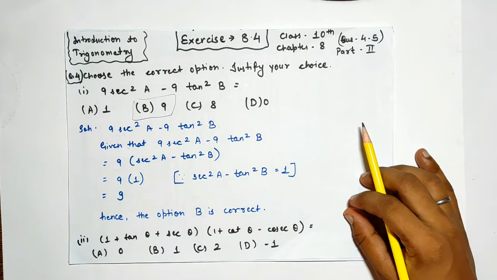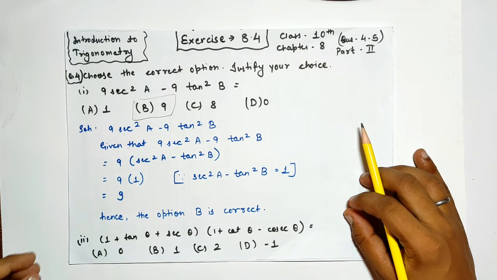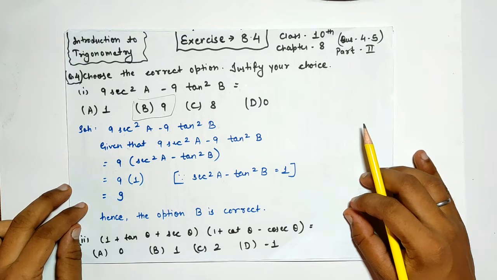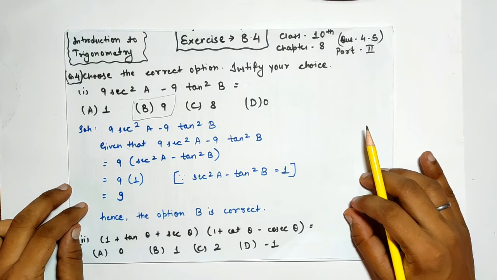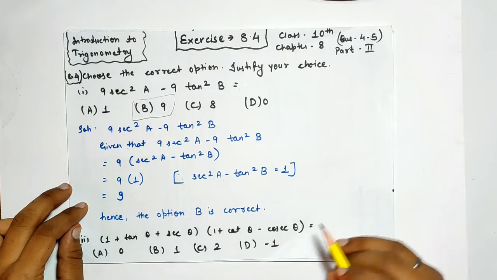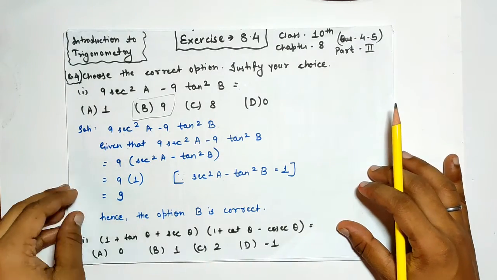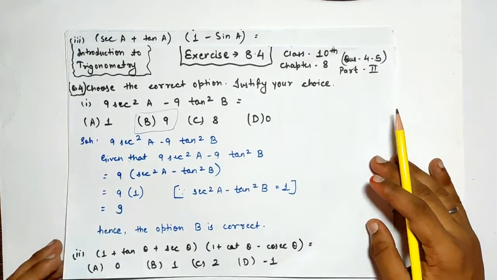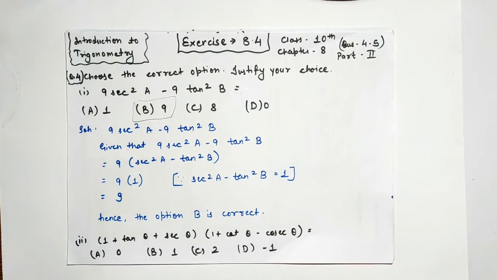So now let's solve the second one, that is 1 plus tan q plus sec q, bracket close, bracket 1 plus cot q minus cosec q is equal to; A is 0, B is 1, C is 2, D is minus 1. So here you have to solve this and you have to find your answer. This is your exercise item.